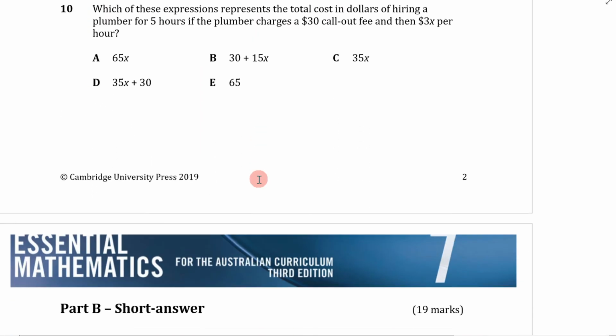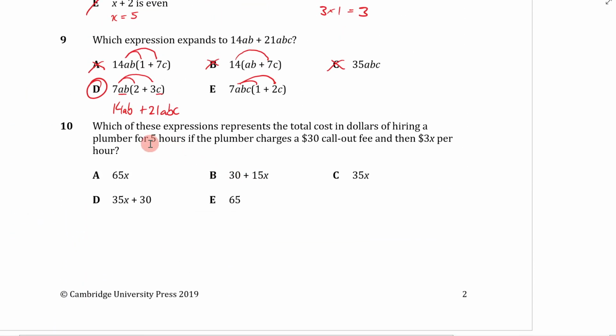All right, we continue. How many more have we got? One more. Last one. Which of these expressions represents the total cost in dollars of hiring a plumber for 5 hours if the plumber charges a $30 call-out fee and then 3x per hour?